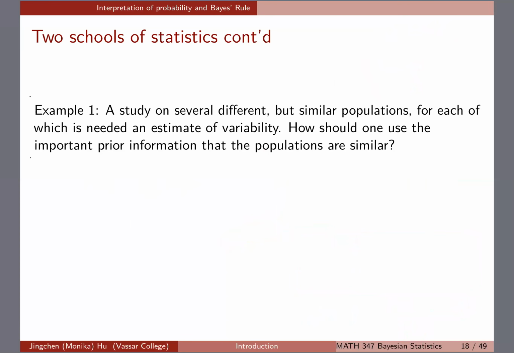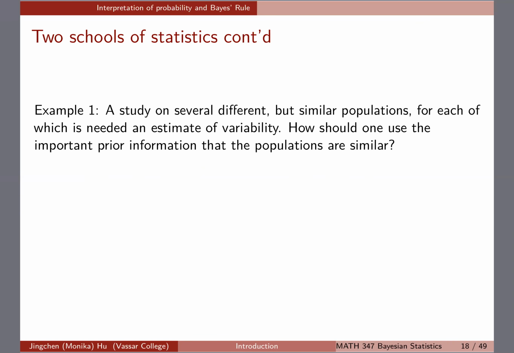All right, so let me just cover a couple of examples so you can see a little bit more similarities and differences between those two schools of stats, frequentist and Bayesian. So for example, if you have a study on several different but similar populations, for each of which you need an estimate of variability, so that's like standard deviation or variance, how should one use the important prior information that the populations are similar? So let's just think about a more concrete example.